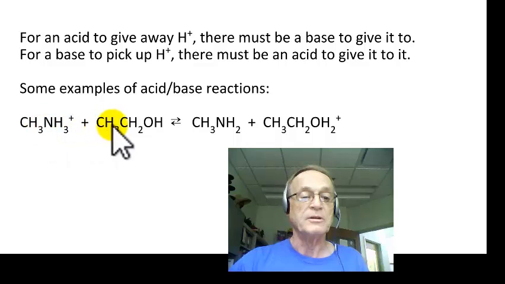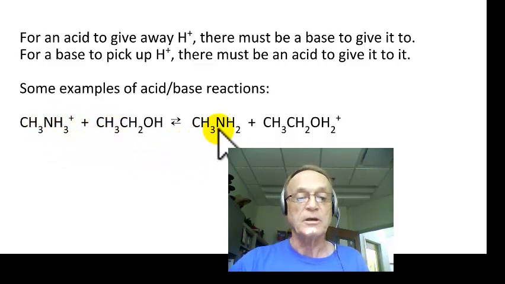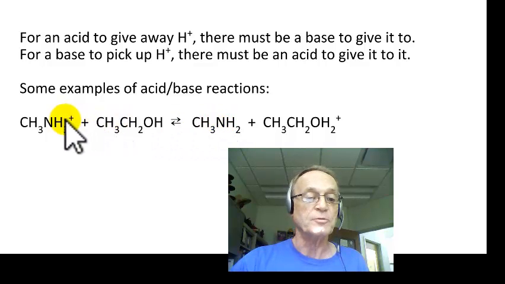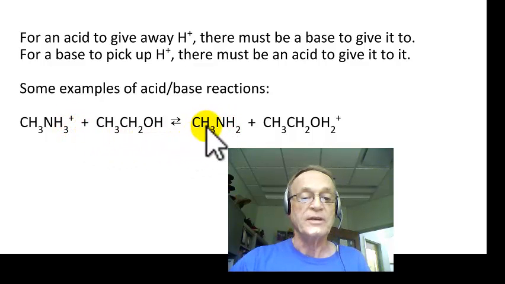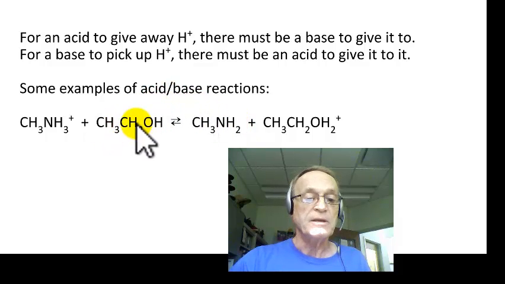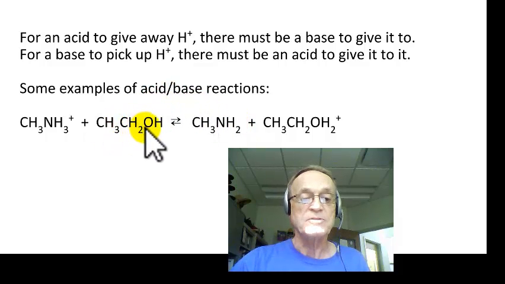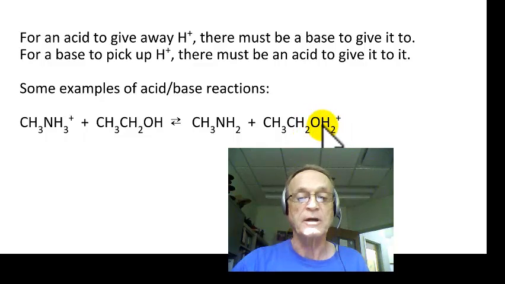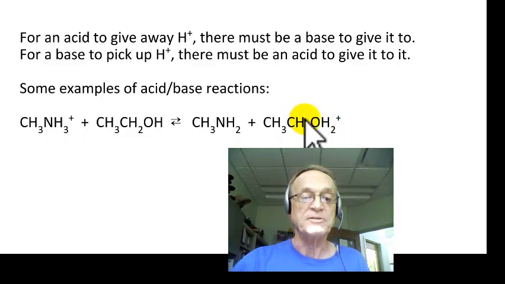So here's the acid, here's the base. What do acids do? They give away an H plus to become their conjugate base. So if this gives away an H plus, it gives away not only one of the three hydrogens, it also gives away the positive charge, so it becomes CH3NH2 without a positive charge. And if this is the base, then it must pick up an H plus, so it becomes, instead of just CH3CH2OH, it becomes CH3CH2OH2, picking up an extra hydrogen. And it also picks up the positive charge, so it becomes overall positive.